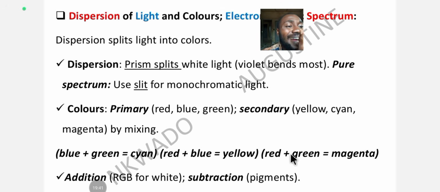When you mix red plus green, you will get magenta. Magenta is almost like purple, but it's a very light purple. So blue plus green gives us cyan, red plus blue gives us yellow, and red plus green gives us magenta. All right. Then what is a tertiary color?